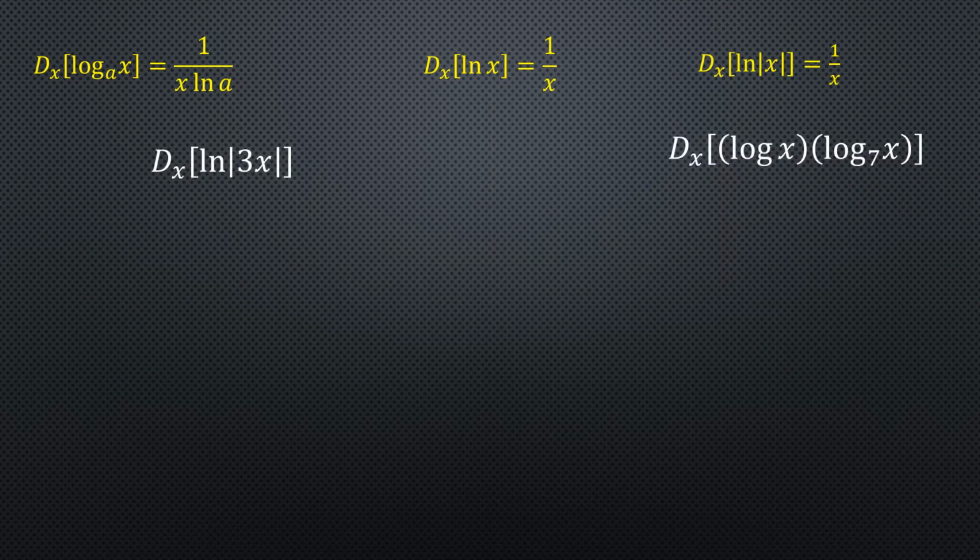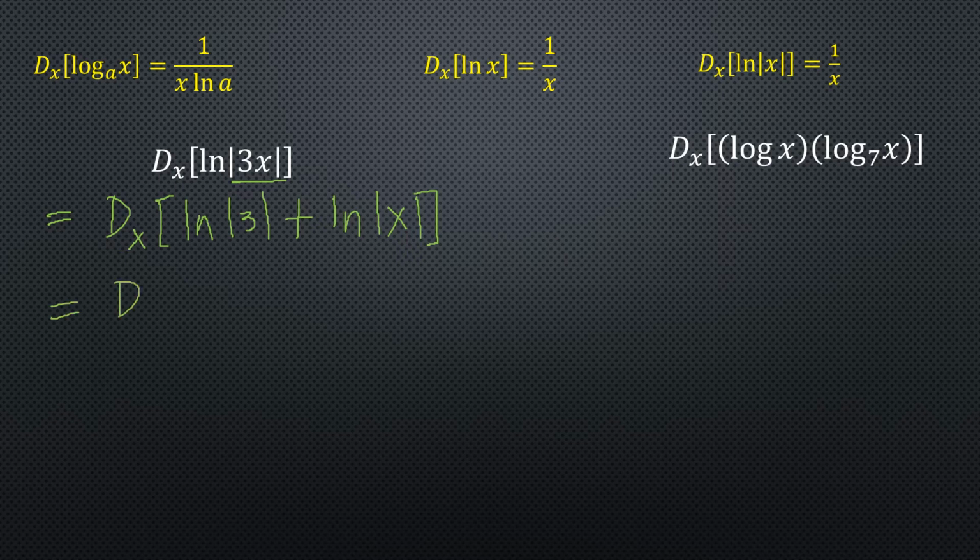So we have the next example. The derivative of ln of the absolute value of 3x is equal to... remember that ln of 3x is actually the product of 3 and x. So we can expand it from product using addition. It will now be the derivative of ln of 3 plus ln of the absolute value of x.